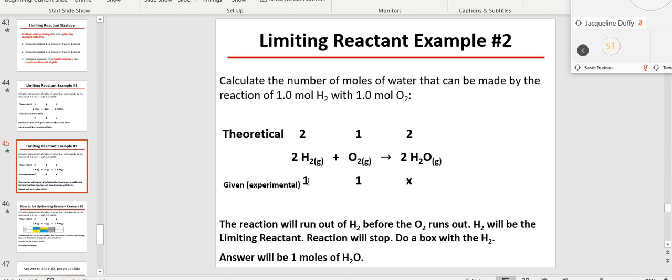Now, if we go back to our theoretical here, 2 moles of this will react with 1 mole of this, and they'll both go to 0 at the same time. They'll both react at the same time, and they'll both shut down because they both run out at the same time. But have a look here. I give you 1 mole of this and 1 mole of this. Which one am I going to run out of first?